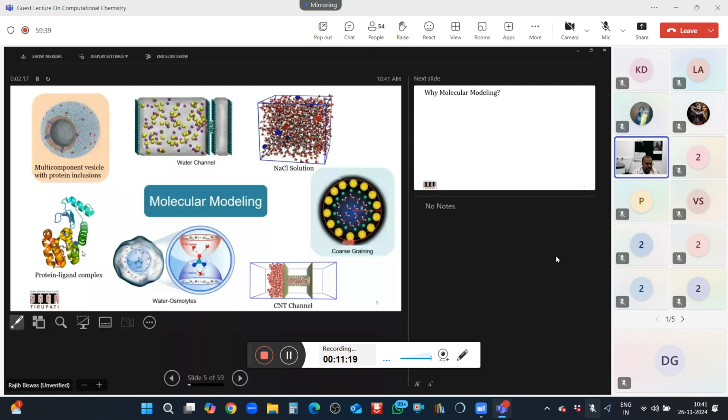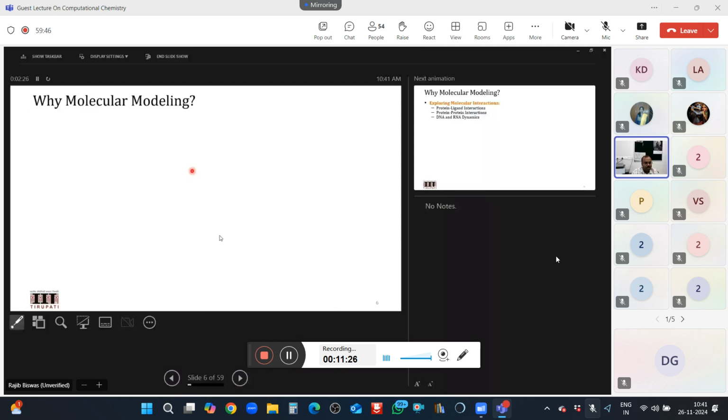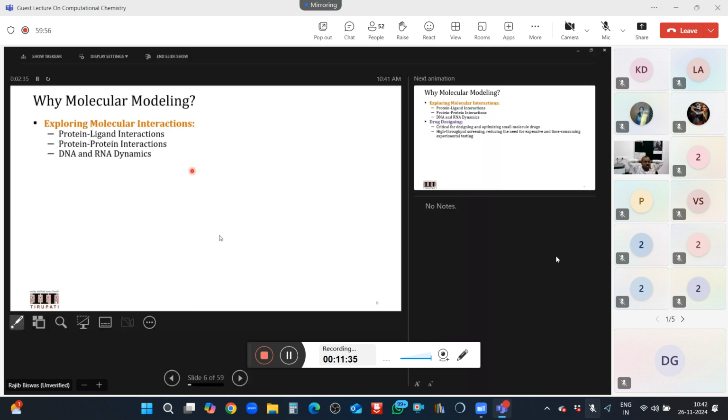These are nice figures and nice setups I just showed, but how do you make them? To know that, we have to understand a little bit about molecular modeling. So what do we mean by molecular modeling, and why do we want to study it? Molecular modeling can help us in different directions. For example, if you would like to understand molecular interactions, protein-ligand interaction, protein-protein interaction, DNA or RNA dynamics, that can be studied using molecular modeling.